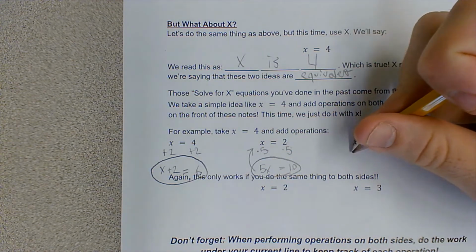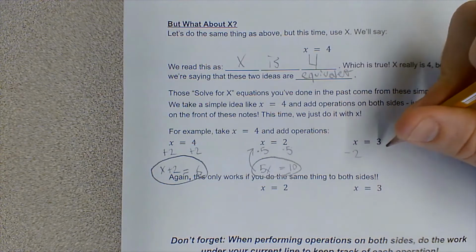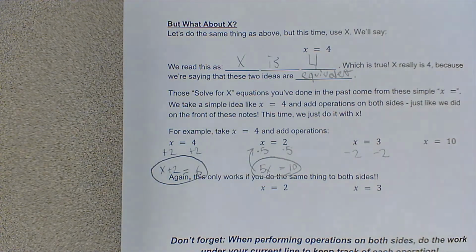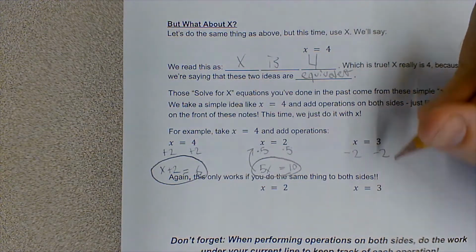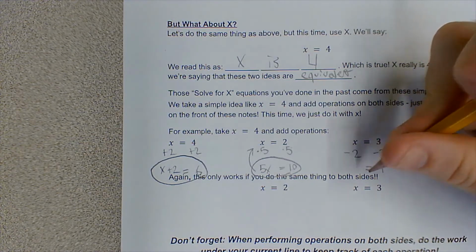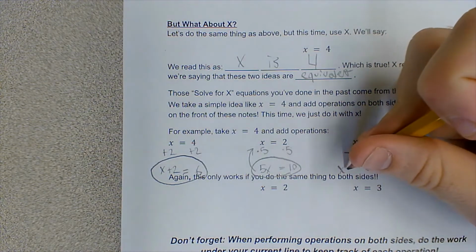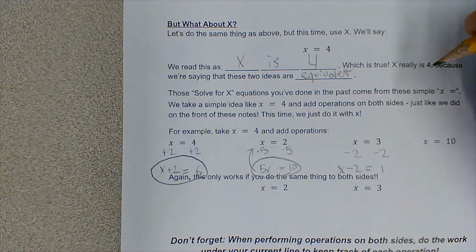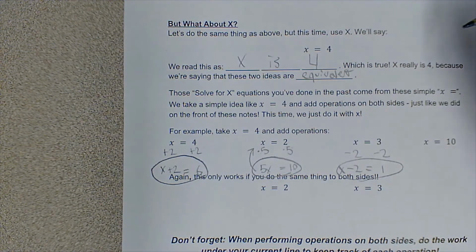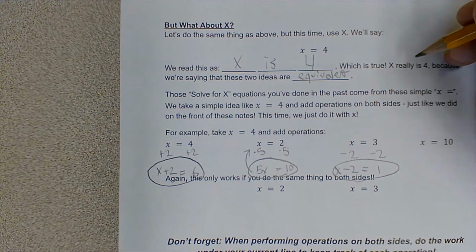Okay, this time I might do some subtraction. So, subtract 2, subtract 2. Again, random operations. 3 minus 2 is 1, but on the left I can't subtract 2, so I end up with x minus 2. X minus 2 equals 1. That's another equation for you, and it comes from doing extra operations.